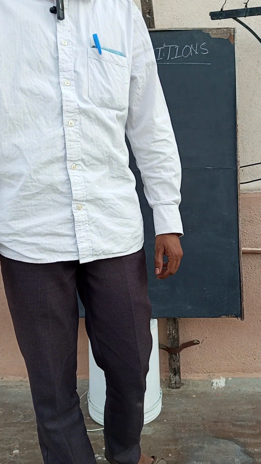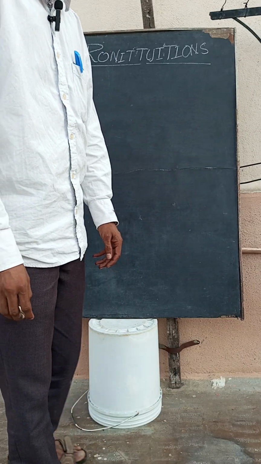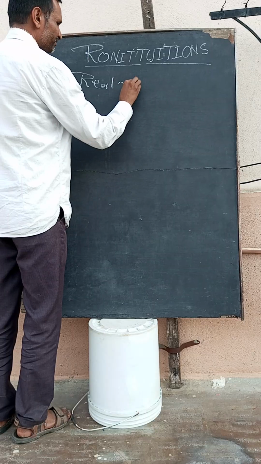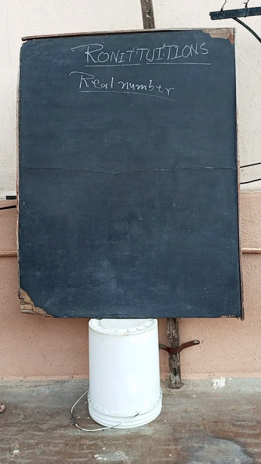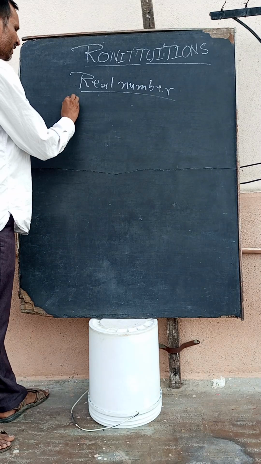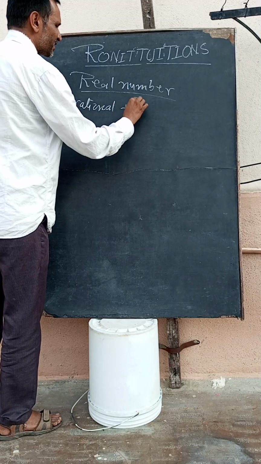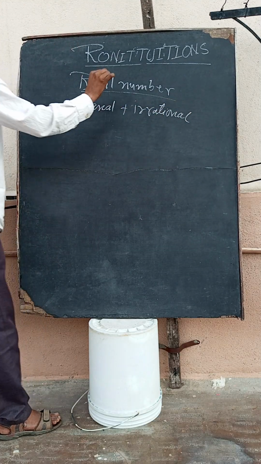Today we are going to learn the real numbers, as you have a little knowledge about them from the previous classes. What are real numbers? Real numbers are those numbers that are a combination of two kinds of numbers: the rational numbers and the irrational numbers. If both are combined, then it is called a real number.